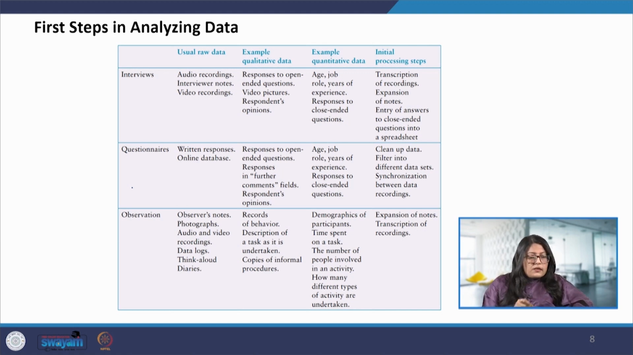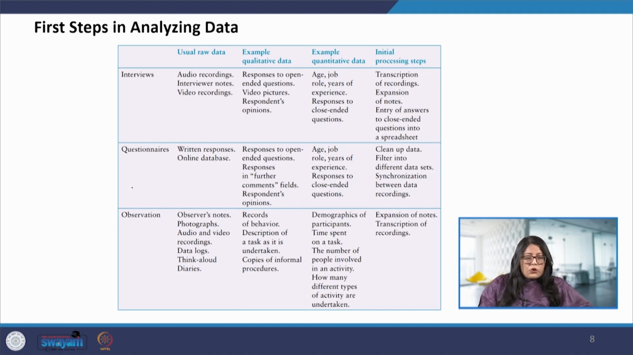In the questionnaires, we can see the raw data is written responses or online databases, because we are not conducting this questionnaire in the physical mode. And similarly, we can see how the qualitative and quantitative data is utilized, as well as the processing step, which is cleaning the data and filtering into different data sets. And on the other hand, we can see that observations will require notes as well as other mediums like videos or photographs, or even think aloud diaries. So, we will see the think aloud technique in a bit.